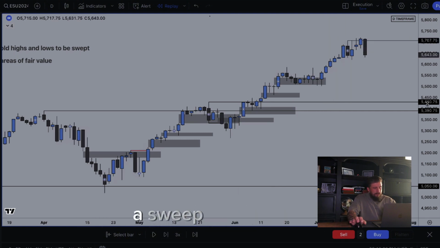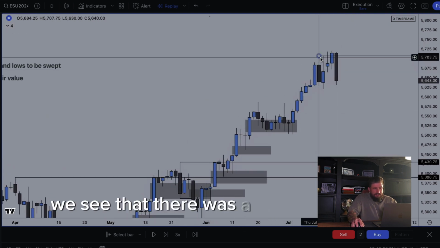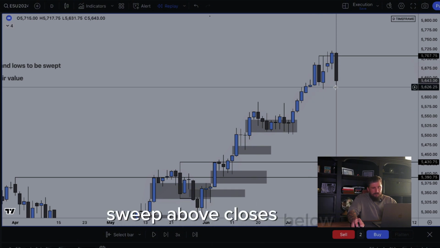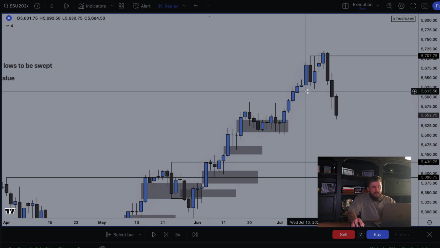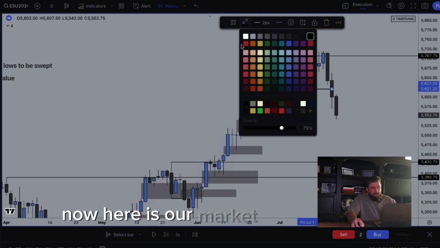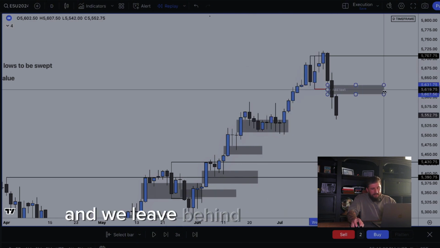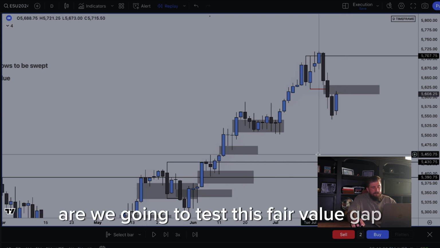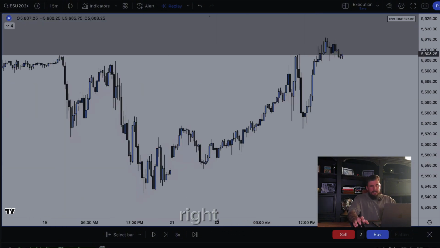a sweep of old highs. If you look at this, we see that there was a sweep above. 2 days, equal highs, sweep above, closes below. When we go below that prior day low, we see a potential shift. Now, here is our market structure shift. And we leave behind a fair value gap. Now the question is, are we going to test this fair value gap? And it seems that we may do that on this session right here.